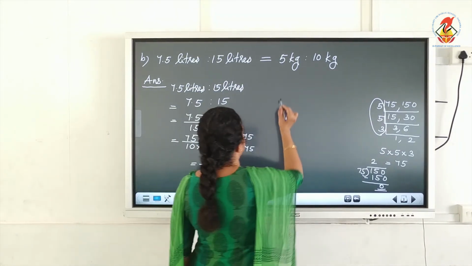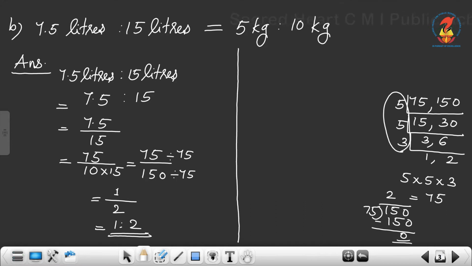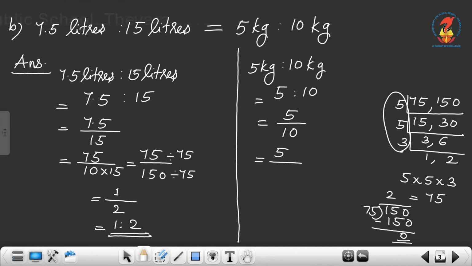Now look at the next one similarly. 5 kilogram is to 10 kilogram. So we can write it as 5 is to 10, which is equal to 5 by 10. For 5 by 10, we have the highest common factor 5, so dividing by 5 you will get 1 by 2. And the corresponding ratio is 1 is to 2.